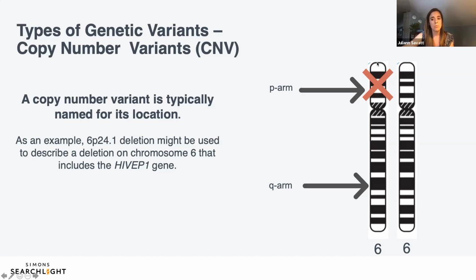And then the 24.1 tells us exactly where we are along the chromosome. You can see that the chromosomes have a banding or striped pattern, and this is actually what they look like under the microscope. So the 24.1 tells us exactly what band or stripe has the deletion. So again, copy number variants help tell us where that missing or extra piece of genetic material is. Deletion tells us that a piece is missing. Duplication would tell us that we have an extra piece.